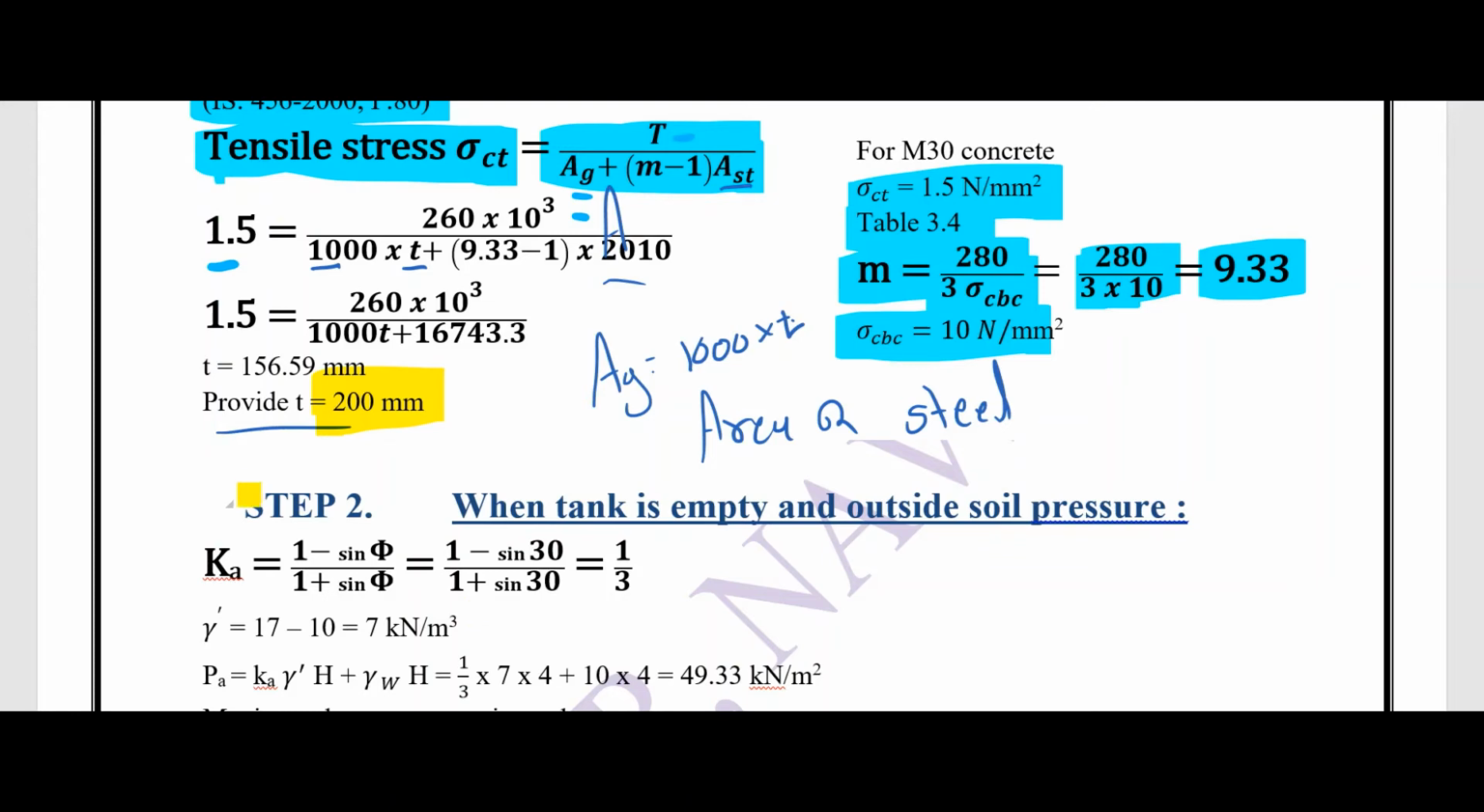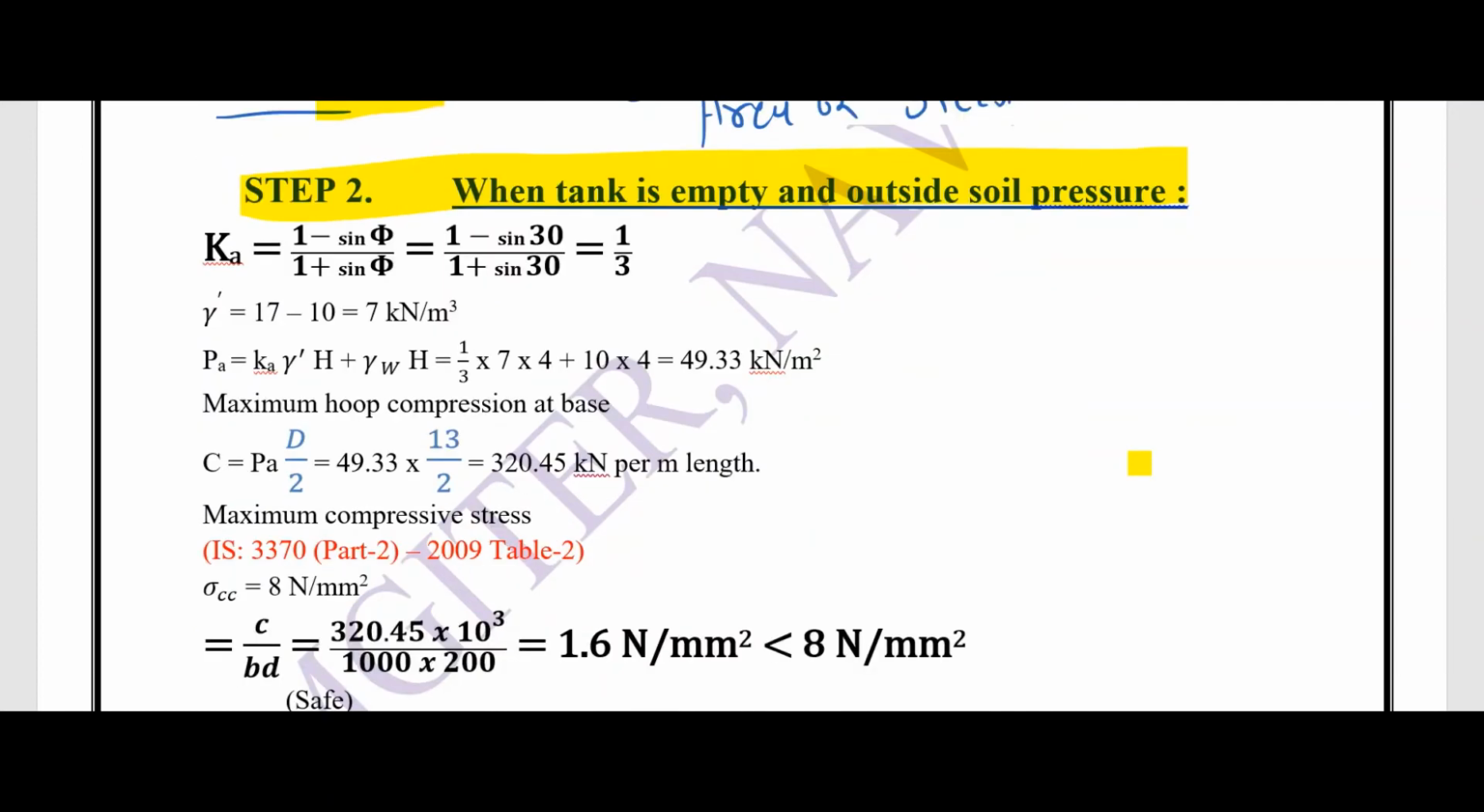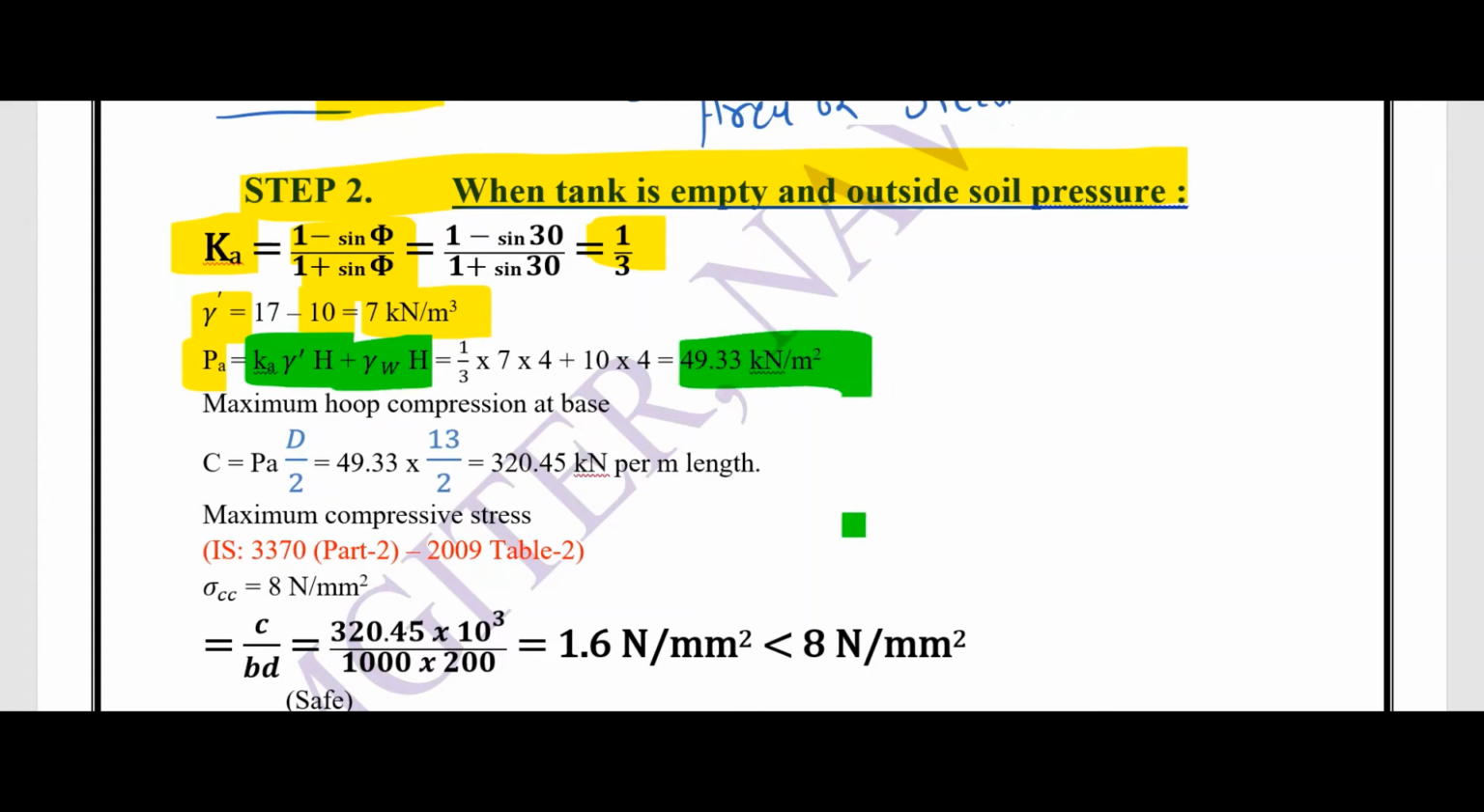Now step 2. For condition 2, when the tank is empty, there is outside soil pressure. So we have to calculate K, which is (1 minus sin phi) divided by (1 plus sin phi). So it's 1/3. Gamma dash we have, and 10 is the water pressure, so gamma dash is equal to 7. PA is equal to Ka gamma dash H plus gamma W into capital H. So by this we have a pressure of 49.33 kilonewton per meter square.